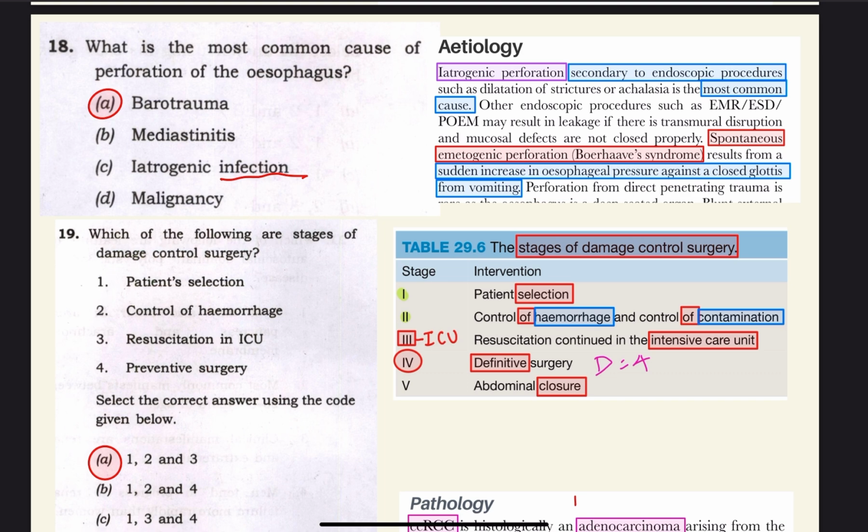But if this is not in the options, you can go with barotrauma, because spontaneous emetogenic perforation, that is Boerhaave, results from a sudden increase in esophageal pressure against the closed glottis from vomiting. That's why it's called barotrauma. You can take this as a second option, but since iatrogenic perforation is not given, you can go with barotrauma. That's what UPSC also gave.